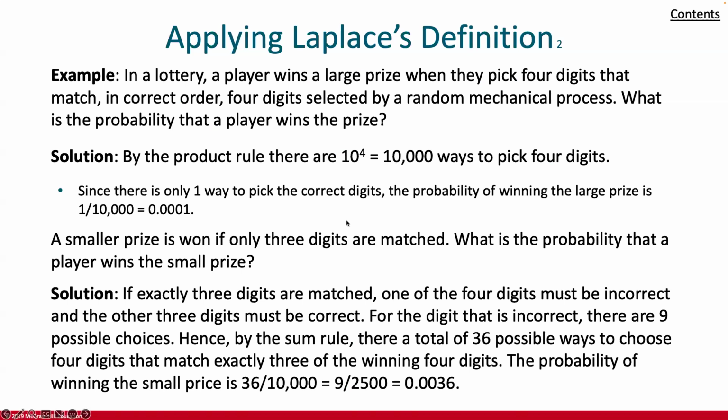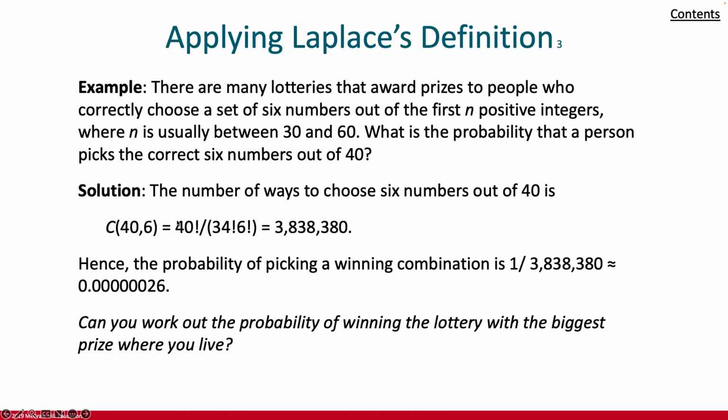I'll just talk about this problem and then briefly go over some of this, but not in detail in terms of the solution. In a lottery, a player wins a large prize when they pick 4 digits that match, in correct order, 4 digits selected by a random mechanical process. What is the probability that the player wins the prize? You can see that this isn't a very high probability. It just shows you the disadvantage of gambling, so you can keep that in mind. A smaller prize is won if only 3 digits are matched. You can see what the probability is. It's a little bit larger, but still I would argue it's not worth your investment.